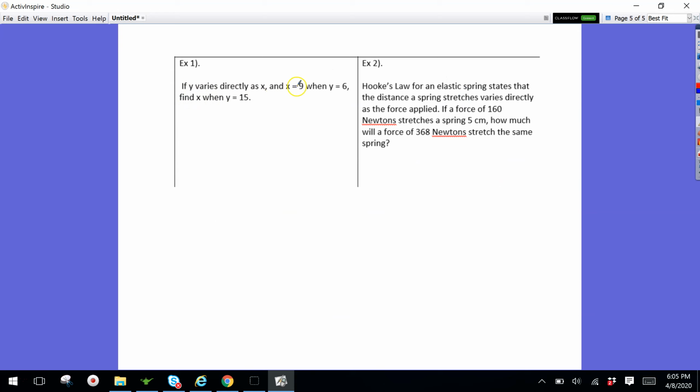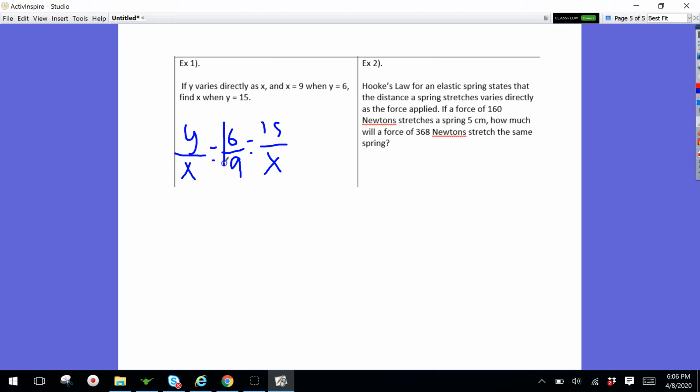If y varies directly with x, and x equals 9 when y equals 6, find x when y equals 15. Well, let's set up a proportion of y to x. Again, they're proportional. My y and my x are proportional to each other because they vary directly. So I can make a proportion of 6 over 9. So this y over this x is equal to, I'm trying to solve for the x, so I'm going to put the x down here, so just keep your x's aligned, is equal to 15 over x.